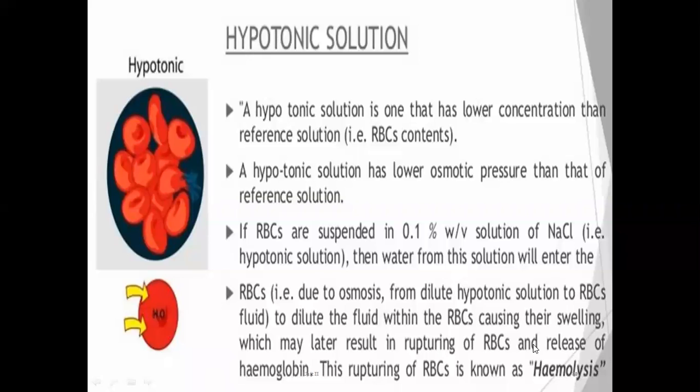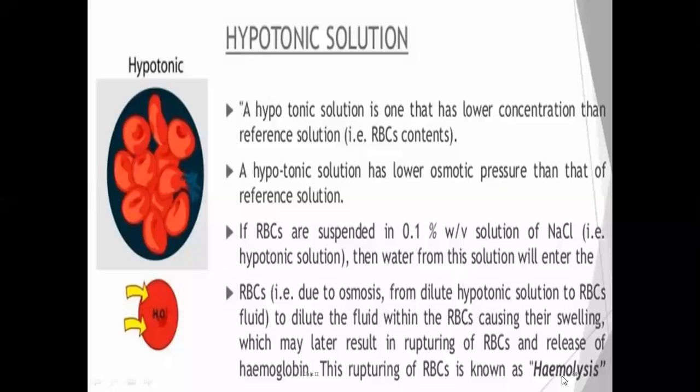The rupturing of the RBC will release the hemoglobin. If RBCs rupture, what are the contents of RBCs? It is red blood corpuscles. So whatever hemoglobin is inside the cell will come out of that RBC cell. This process of rupturing of the RBCs and leakage of hemoglobin outside the RBC cell is known as hemolysis. That means hemoglobin has come out of the cell of RBC. That's why this process is known as hemolysis.